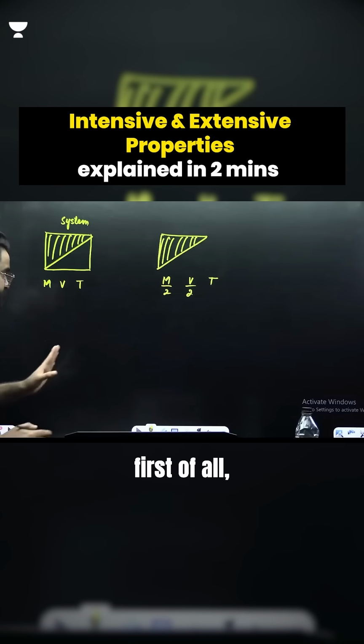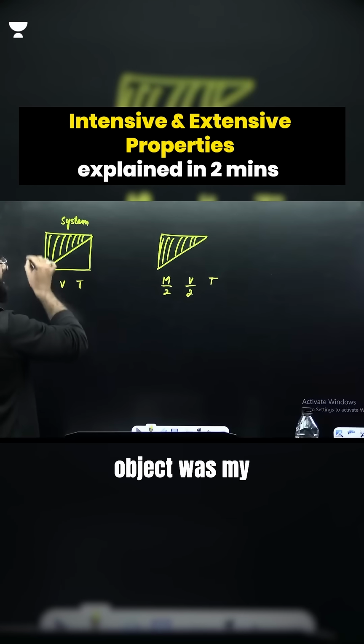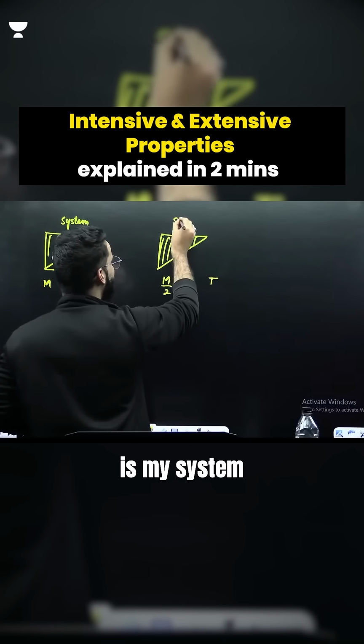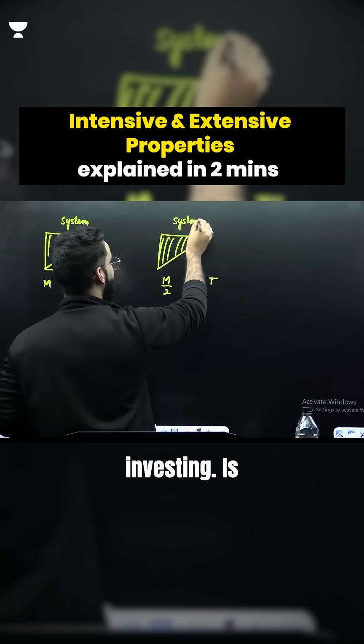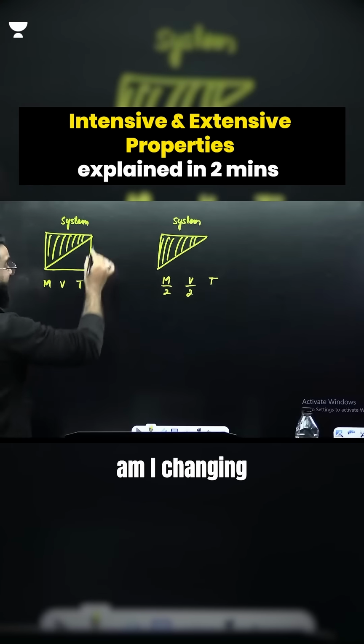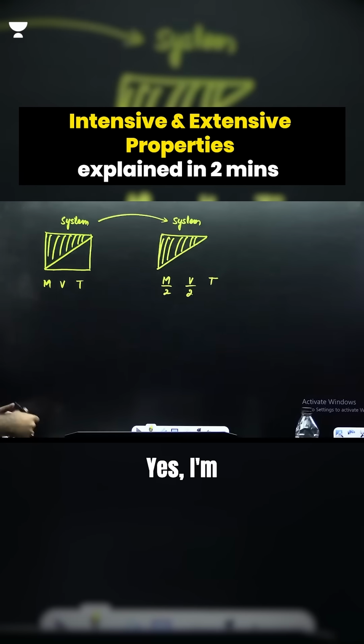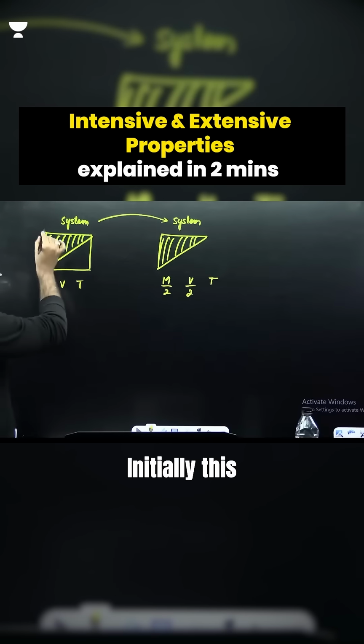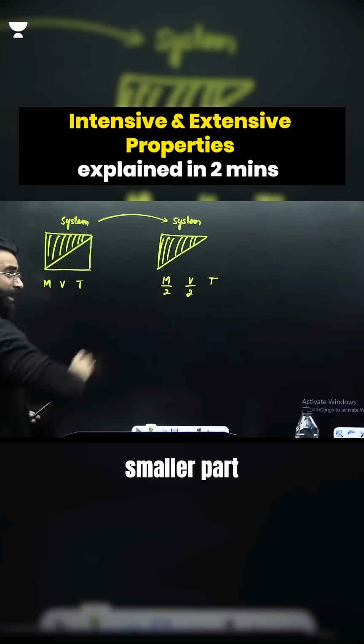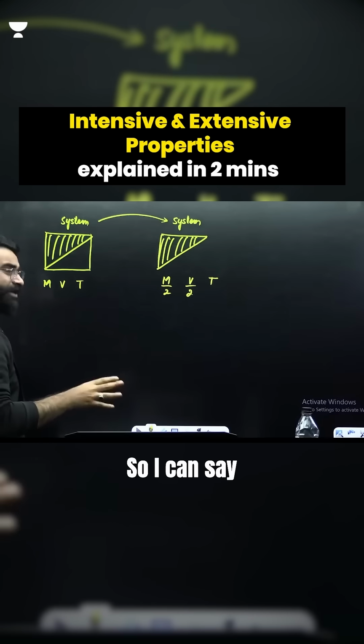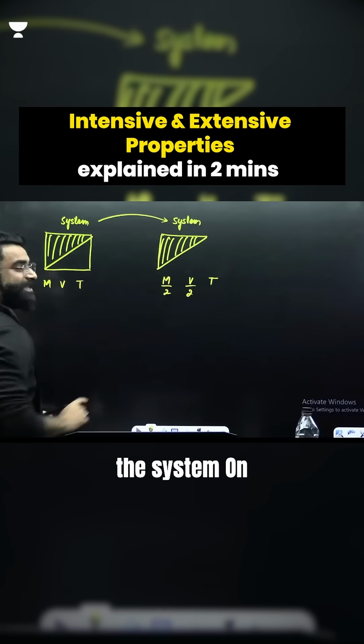So first of all, this entire object was my system. Now, only this part is my system. Only this part is under investigation. So basically, am I changing the size of the system? Yes, I'm changing the size of the system. Initially, this whole object was under investigation. Now, only this smaller part is under investigation.